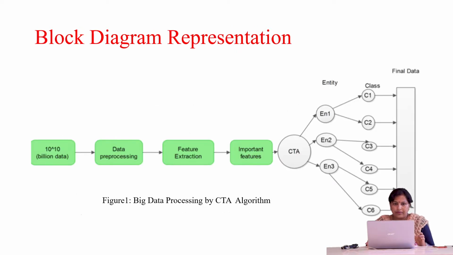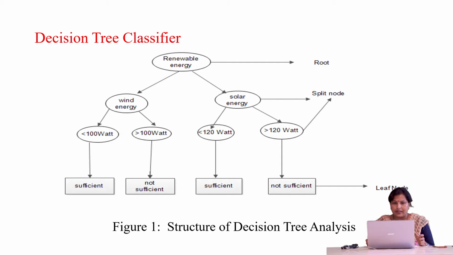This is the block diagram representation where at first I load the data, then data pre-processing is done, and then we extract the features, select important features, and use the CTA algorithm. Next, I worked on the entity, and finally I got the result. Decision tree classifier is the most important part of classification tree analysis. So I have done my work in this through these examples.